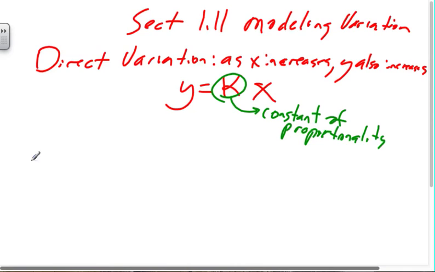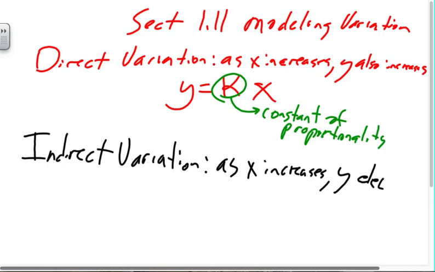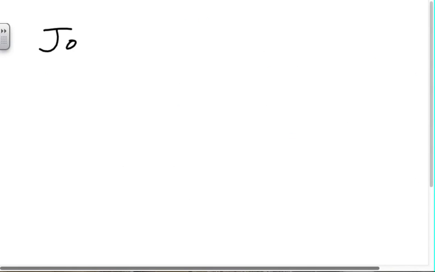The second type is called indirect variation. And as you could guess, as x increases, y decreases. And this is written as y equals our constant of proportionality over x. You have to divide by it. Okay, and then there's sort of a hybrid between these two, which is what's called joint variation.